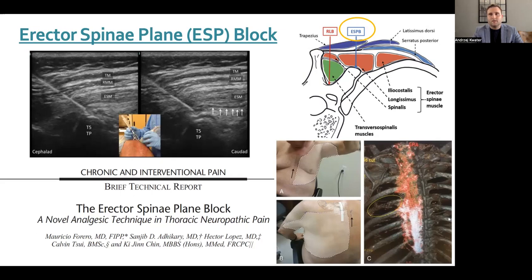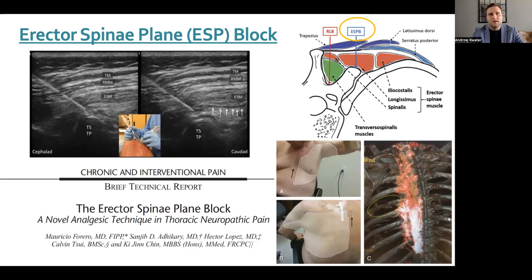So there are three muscles actually part of this group: the iliocostalis, the longissimus muscle, and the spinalis muscle. You can see that in the picture on the top right there. And these muscles overlie the transverse process, which is our target for local anesthetic injection during this block. On the left-hand side, you can see an ultrasound image showing the transverse process being identified there, the erector spinae muscles over the top of it, and the trapezius and rhomboid muscles being more superficial to that.